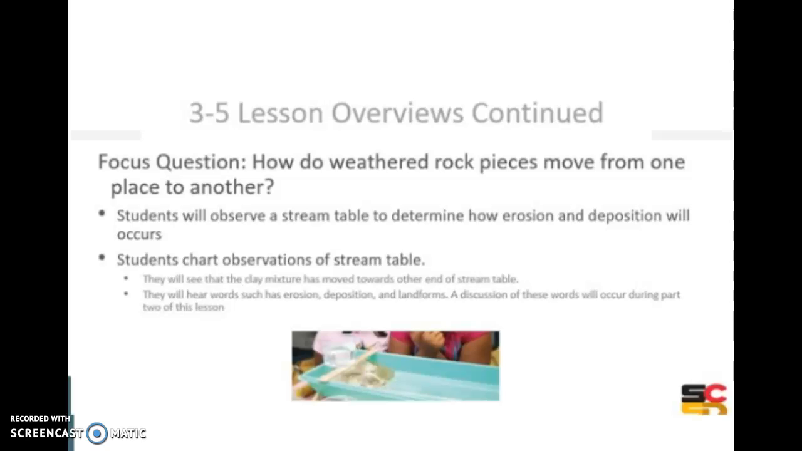The students will watch us set up the stream table and the investigation. They will watch the water come through the cup as a controlled little experiment, so it's not all coming out fast at one time. This part is lengthy, so you can really guide some questions at this point, noticing how the water is starting to affect the land. They are going to hear words such as erosion, deposition, and landforms. We will be discussing those terms in further detail in the next lesson.